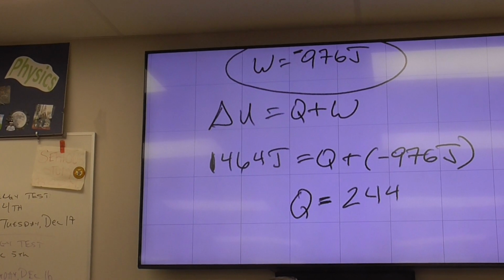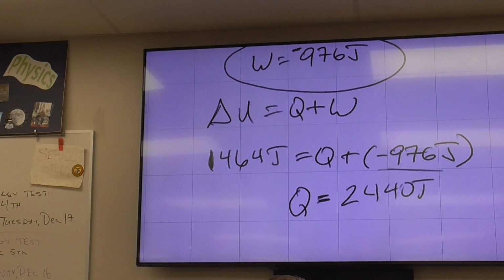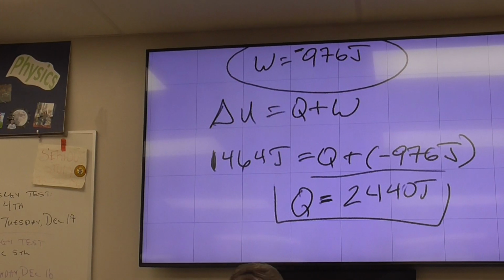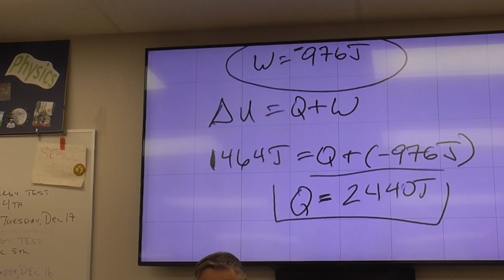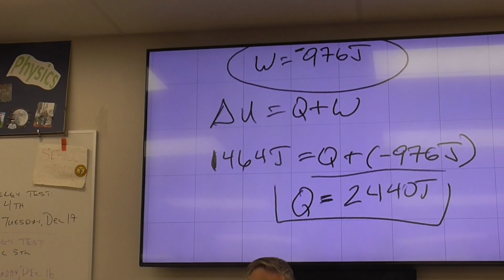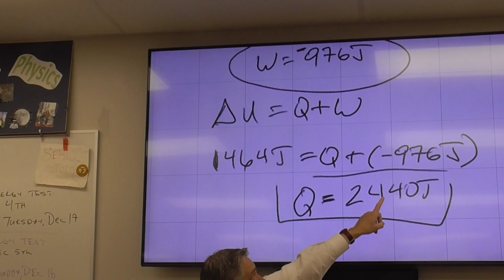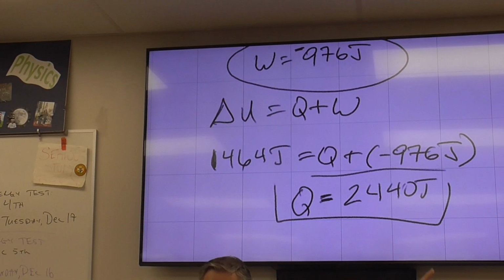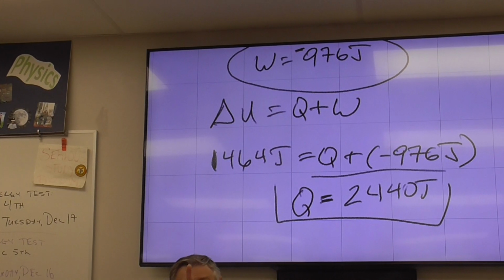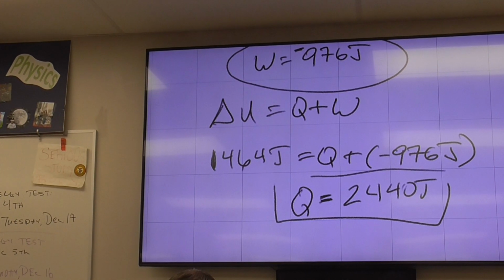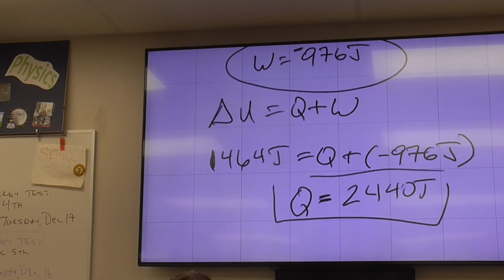Okay, so let's go back. I'm going to give Q 2,440 joules. That's the amount of energy that I'm going to give him. But I'm going to make him do 976 joules of work with it. Whatever is left over, he gets to keep. So that's what's going to go to increase the energy of the system.